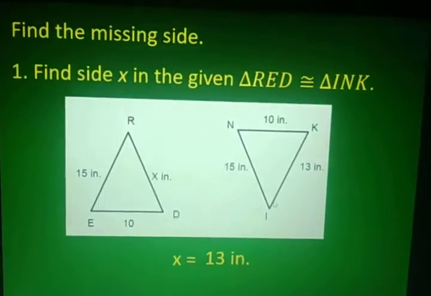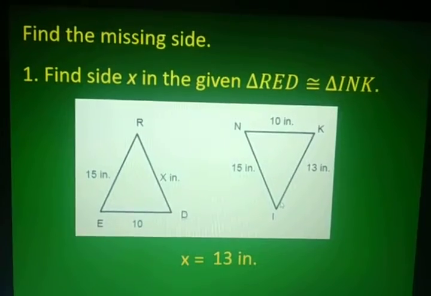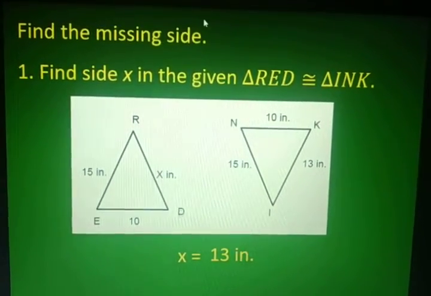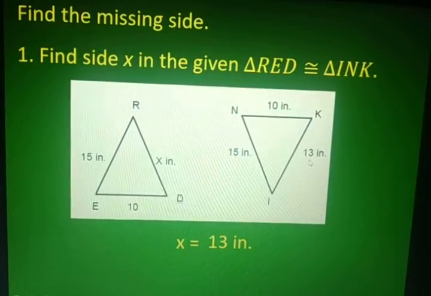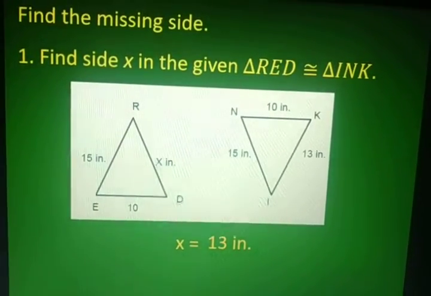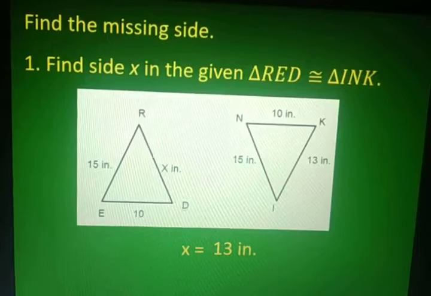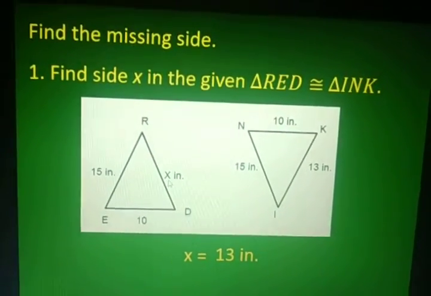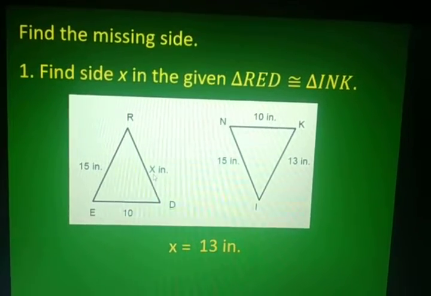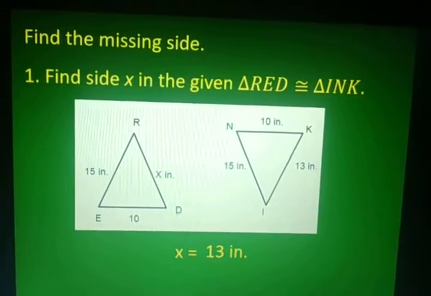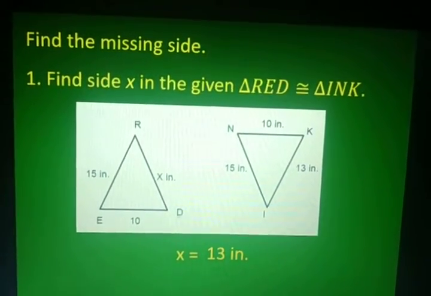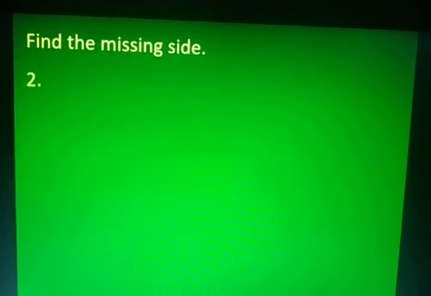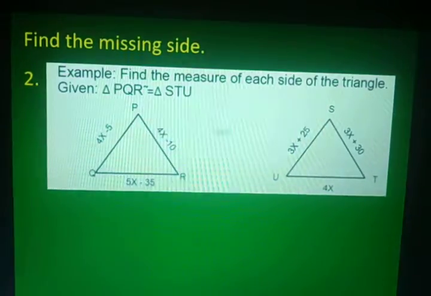So, therefore, you can just match 15 inches with 15 inches, 10 inches with 10 inches. So X is 13 inches. This missing side RD corresponds to side IK. That's why if IK is 13 inches, X, the missing side, must be 13 inches also. Easy, right? Let's continue.